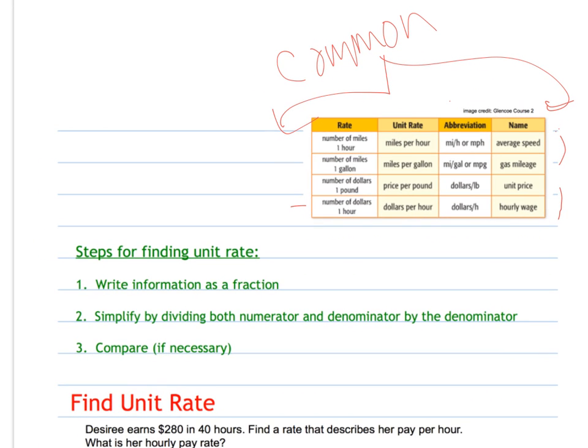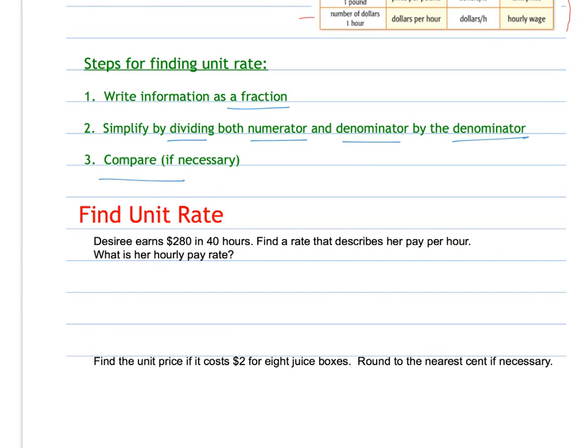So here are the steps for finding unit rate. You can write these down if you're a step person. Simply, you have to write what the ratio or what the rate is as a fraction. And then you simplify that by dividing both the numerator and the denominator by the denominator. And luckily, for the most part in this unit, you're going to be able to use a calculator. Yay! And then compare. Occasionally, you're going to be asked to find the better buy. So if I'm standing in the aisle and I'm looking at cereals, and there's a number of ounces on them, I might decide which one am I getting the most for my money. So let's give it a try.